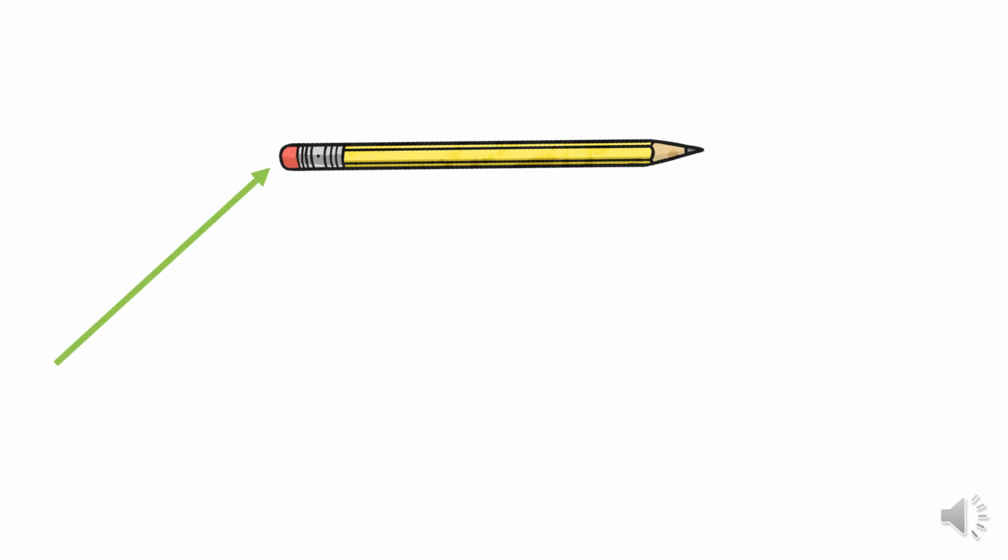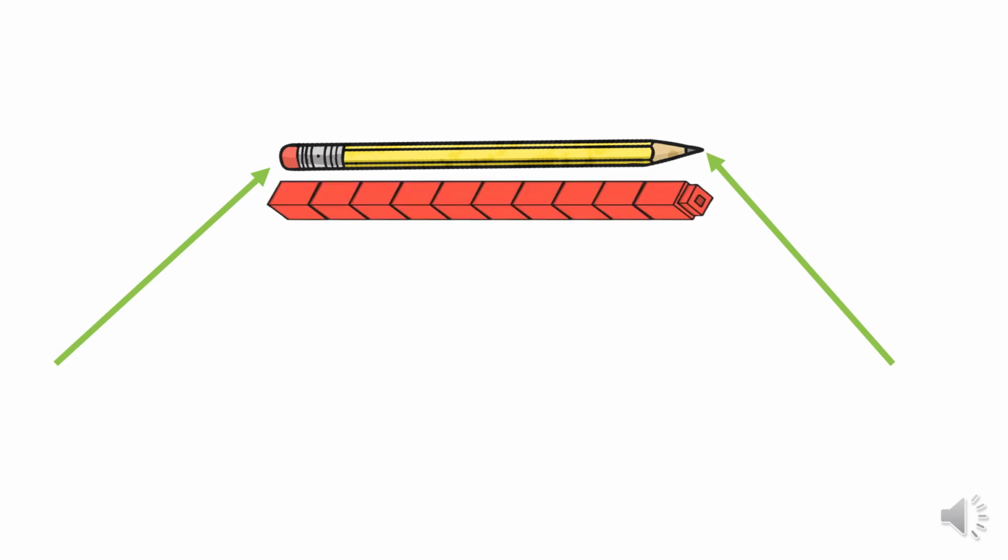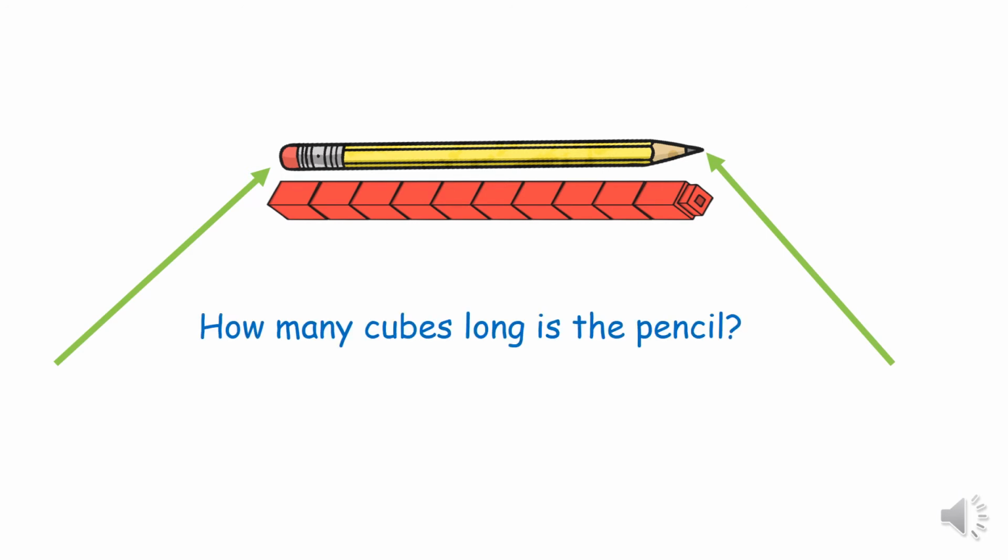Remember, we need to start at the edge of the object. This is the edge of the pencil. This is where we need to stop measuring. We're going to use cubes. We're going to put them down one by one and count the total. This is what it would look like. How many cubes long is the pencil? Can you count the cubes? Fantastic. The pencil is 10 cubes long.